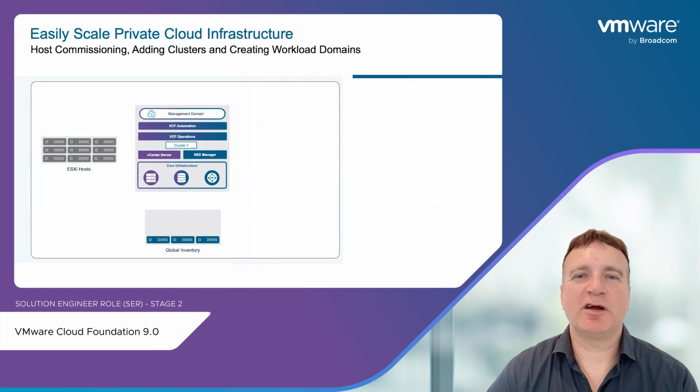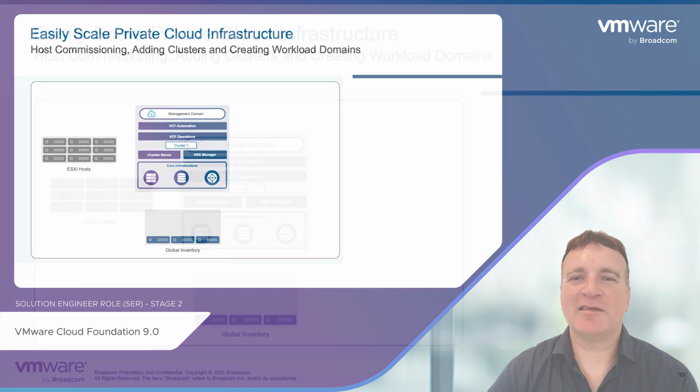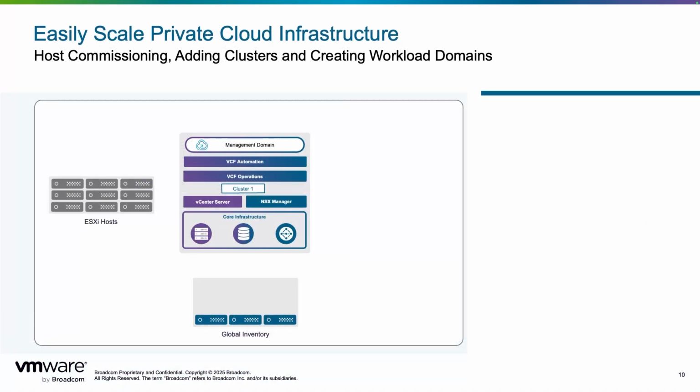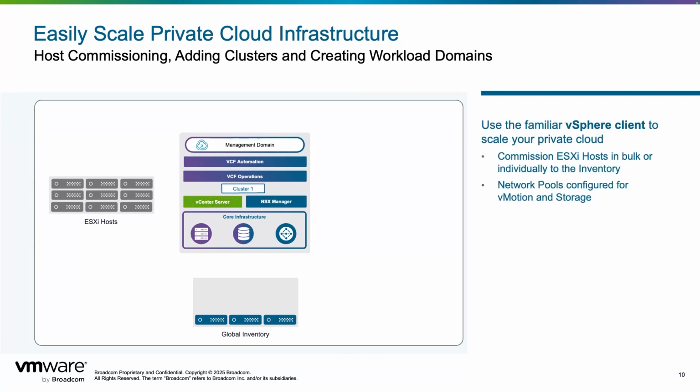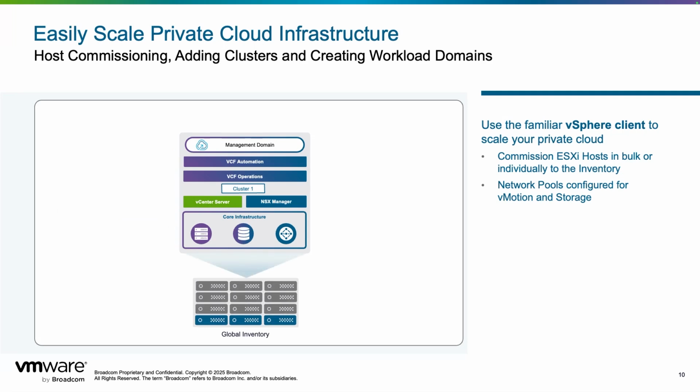Scaling private cloud infrastructure is easy in VCF 9. Utilize familiar workflows within the vSphere client to commission new ESX hosts into the global inventory. New hosts can be commissioned individually or in bulk using FQDN. Hosts can then be commissioned into predefined network pools for vMotion and storage. Admins can select to commission hosts for a number of different storage types: vSAN, NFS, and VMFS on Fibre Channel. Each host is validated by confirming their fingerprint.